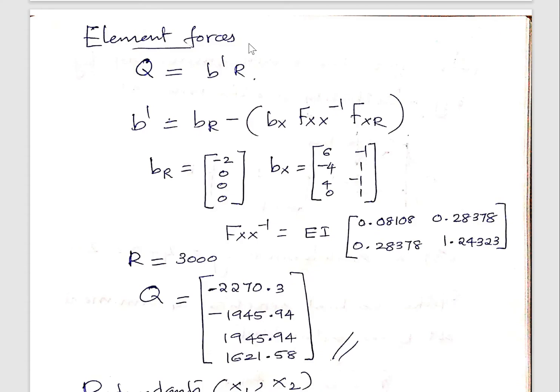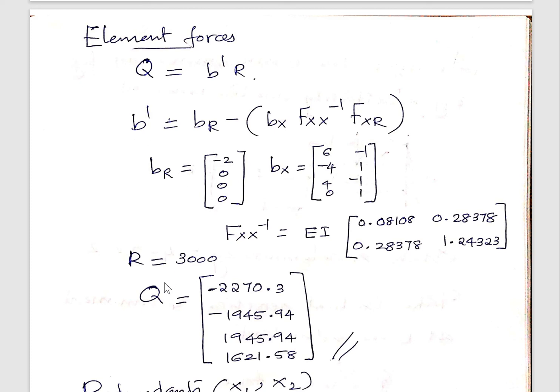Now let's obtain the element forces. The values of the four element forces we marked, 1, 2, 3, 4, are given by the Q matrix. So Q matrix is equal to B dash into R, where B dash is nothing but BR minus the product of BX matrix, FXX inverse and FXR. So substitute each, and we need FXX inverse here. We had already calculated the FXX matrix, and using a calculator we can find the inverse matrix. So substitute FXX inverse. Here the B dash matrix can be obtained using this formula. Substitute each matrix in this formula and obtain the B dash matrix.